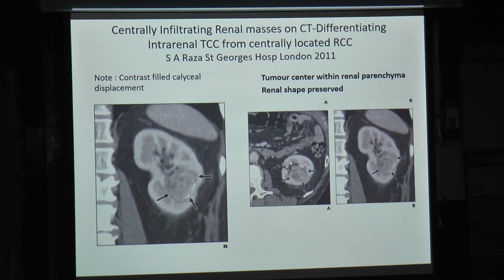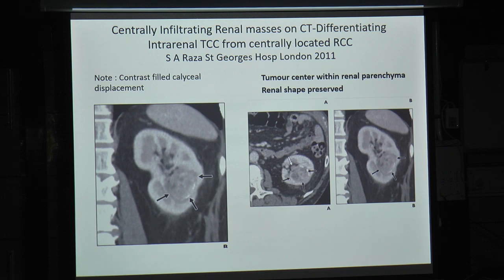These are the points that you have to look at when you think of intrarenal TCC vis-a-vis the intrarenal RCC. Now this is the picture of a contrast filled calyx. Look at the calyceal displacement. The white ones are the calyces. With time, they have been displaced by a ball-like lesion. The center of this lesion is in the renal parenchyma and the lower calyx, not the collecting system. Therefore, the tumor center is within the renal parenchyma, and the renal shape is preserved here also. An intrarenal RCC can preserve renal shape, but can confuse you. But these are some of the very close mimics that one has to go through.